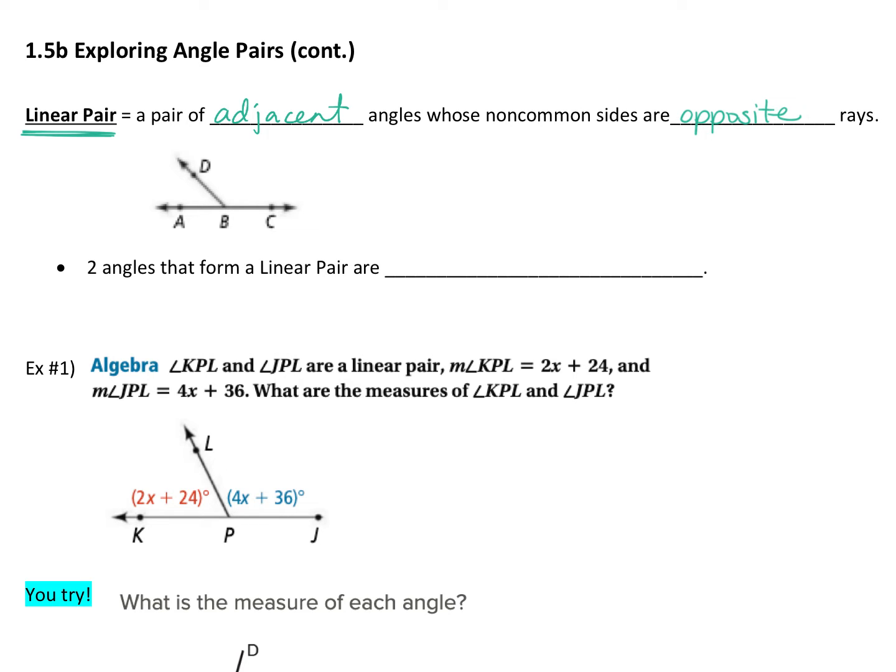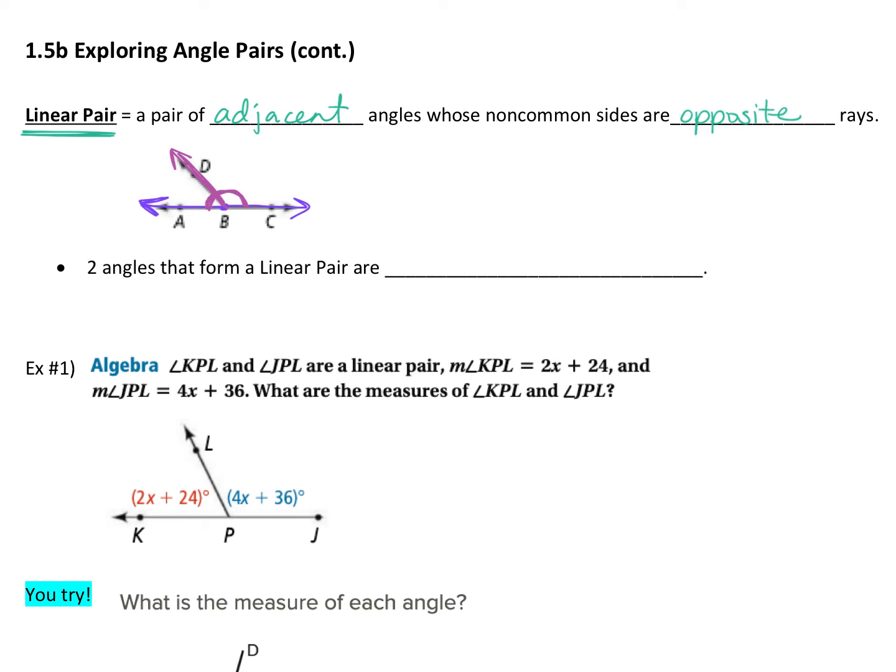Let me show you what I mean by that. If you look at this picture, you have ray BA right here, right? And then you have ray BC here. Those are opposite rays, okay? How many degrees make up an opposite ray? What does that angle measure? A straight line. Do you know how many degrees that arc is? 180? Yes.